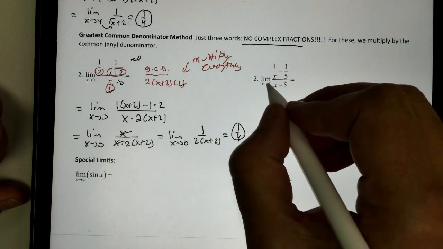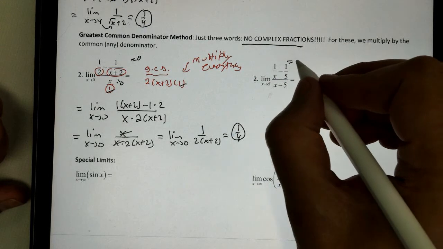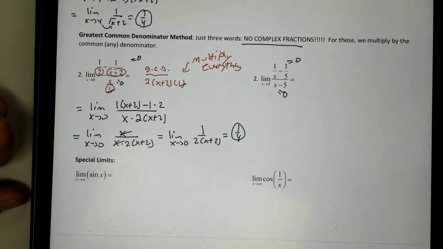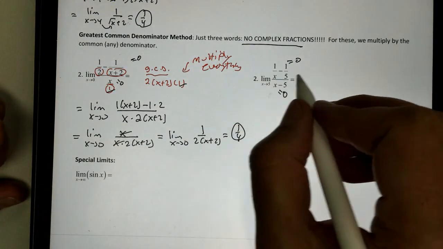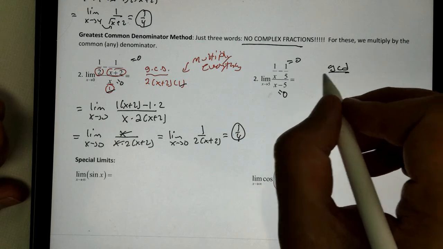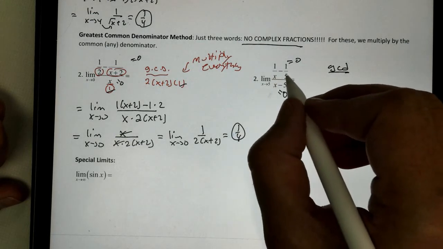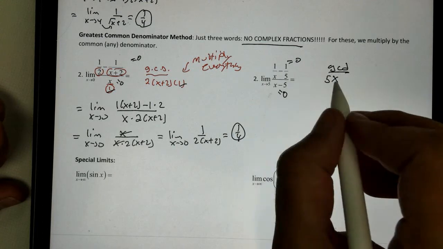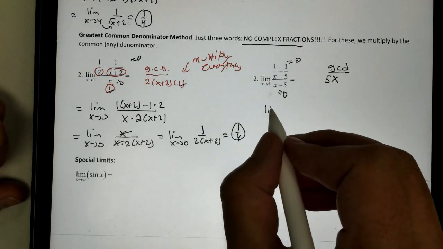In this case right here, again, if I plug in the 5, on top I do get 0, and on the bottom we do get 0. So I'm going to multiply by my common denominator, which in this case is going to be x, 5, and that's just the 1 down here, don't worry about that, so it's just 5x. And I'm going to multiply everything by 5x.